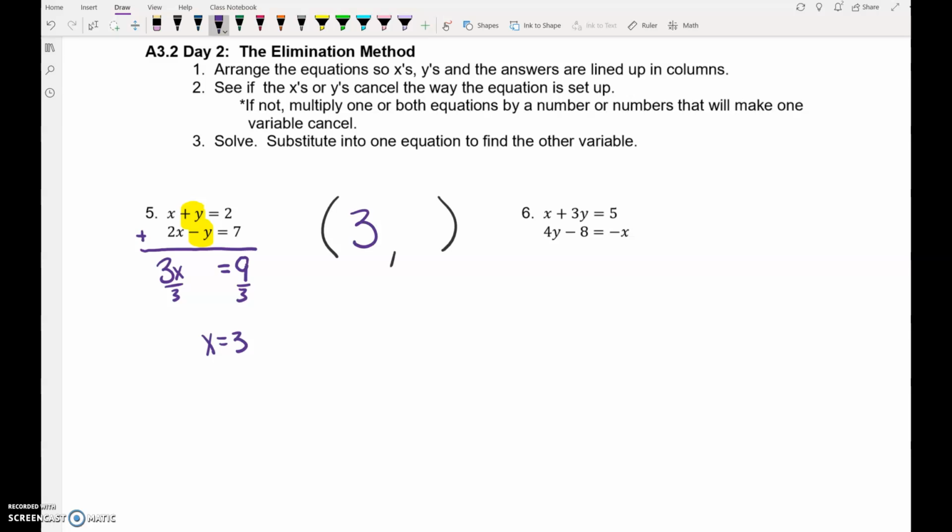To find your y value, you have some options. You can plug 3 into your top equation or your bottom equation. This is where strategic laziness really comes into play. Which of those two equations looks easier to deal with? The top one. X plus y equals 2. So 3 plus y equals 2. So y is -1.